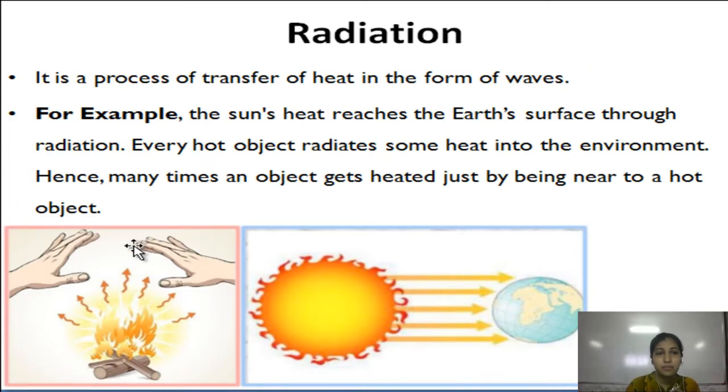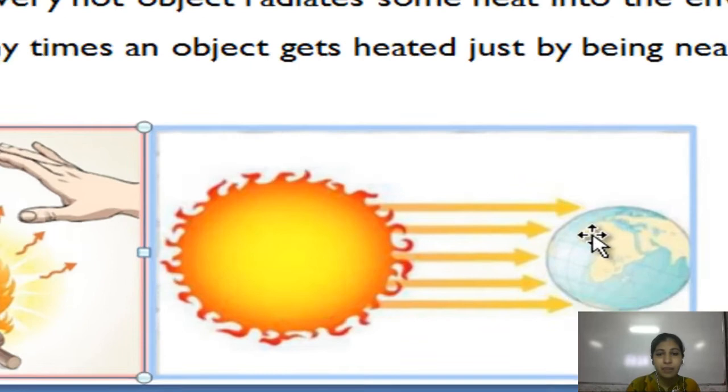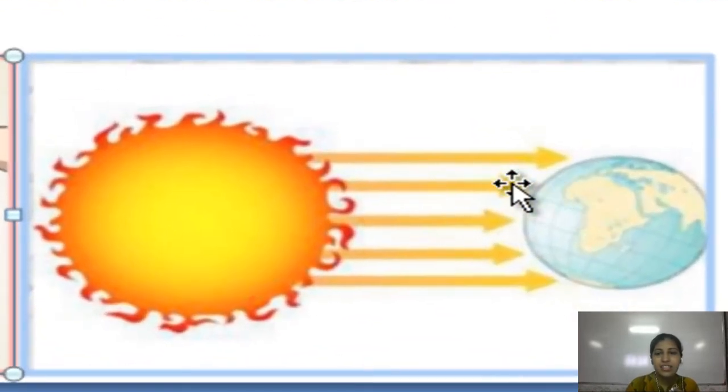Third is radiation. All hot bodies radiate heat. When this heat falls on some object, a part of it is reflected, a part of it is absorbed, and a part may be transmitted. The temperature of the object also increases due to the absorbed part of the heat. So, radiation is a process of transfer of heat in the form of waves. For example, the sun's heat reaches the earth's surface through radiation.